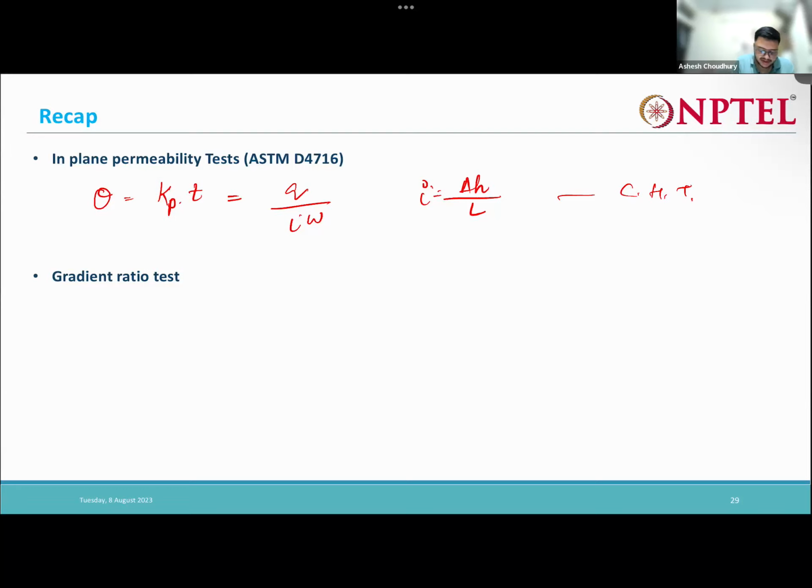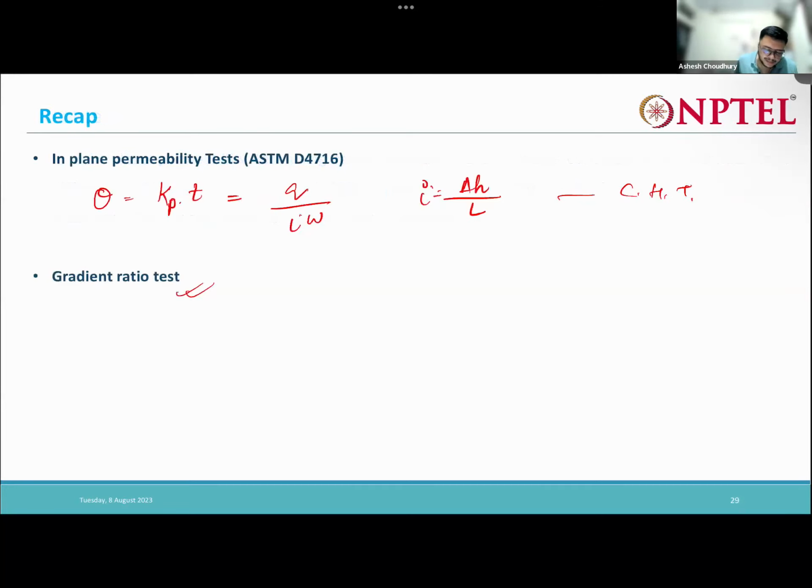Okay, so another one is the gradient ratio test. In the gradient ratio test, what happens is that gradients at different points of the soil and around the geotextile are taken, and from that we determine the gradient ratio. Okay, and after determining that gradient ratio, we can say whether there is good compatibility between the geotextile and that particular soil. So generally you should determine the compatibility between the geotextile and the soil which is tested.